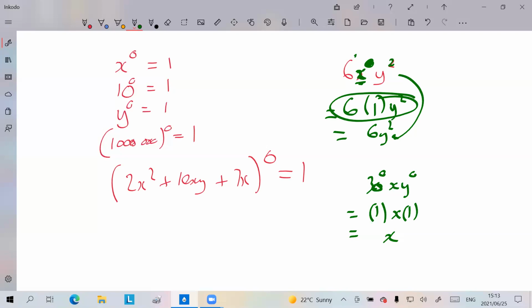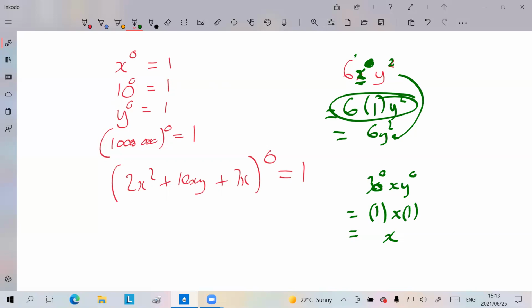1,000 times 1 is 1,000. 20 times 1 is 20. xy times 1 is xy. Right? Anything to the power 1 stays the same. Anything to the power 0 becomes 1. Okay, so there's some places that you might see something like this. So I'm just trying to point that out to you. Okay, so hopefully that helps.